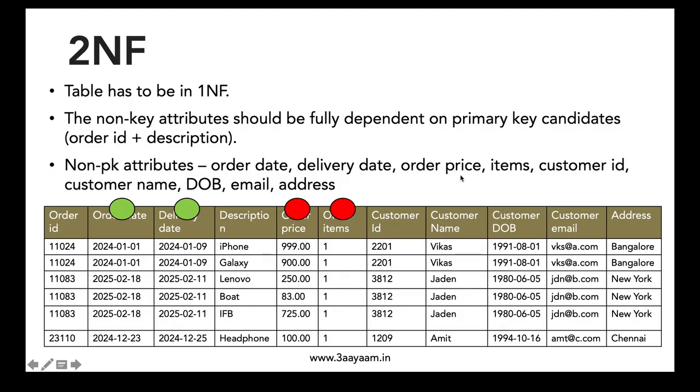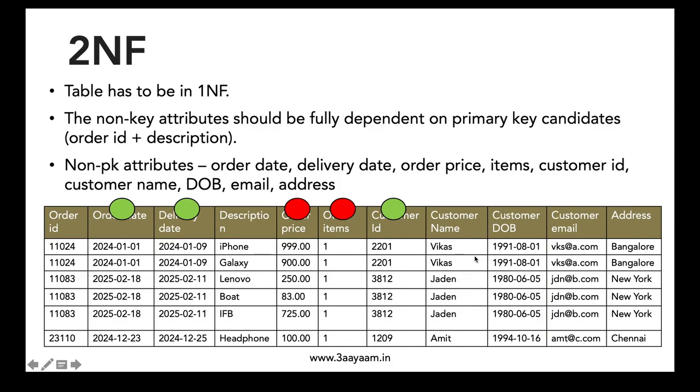What about customer ID? Is it dependent on order ID and description? I think so, because we need to know which customer has placed this order with this description. We need to know that. So it seems like customer ID is dependent on order ID and order description, because, as I said, we need to know which customer has placed this order.